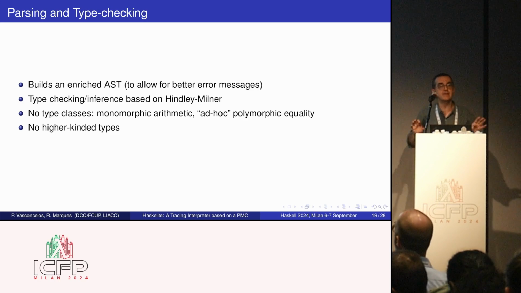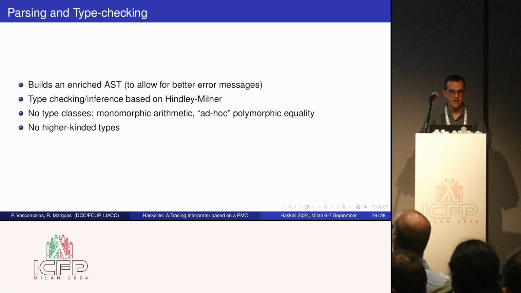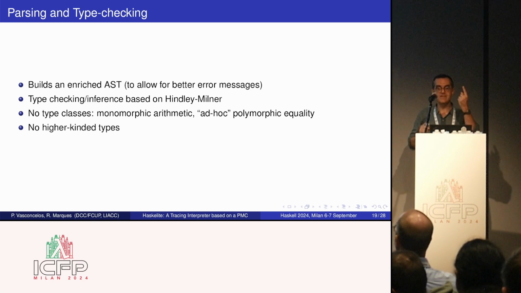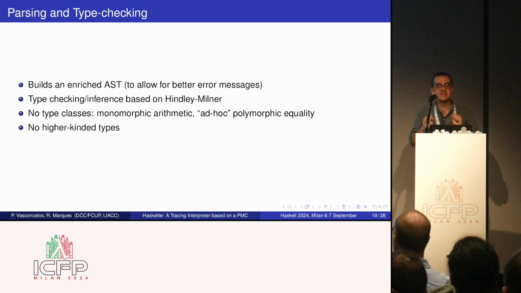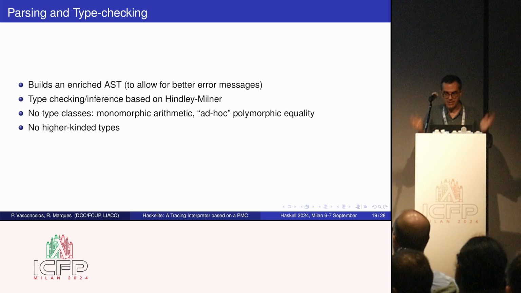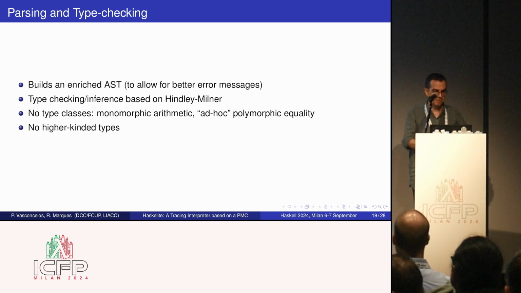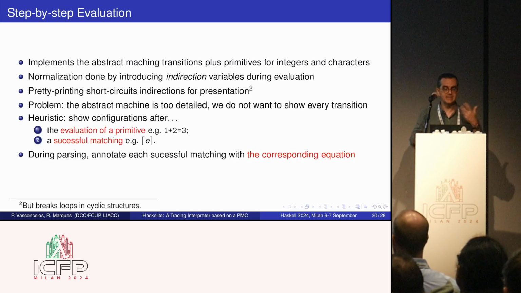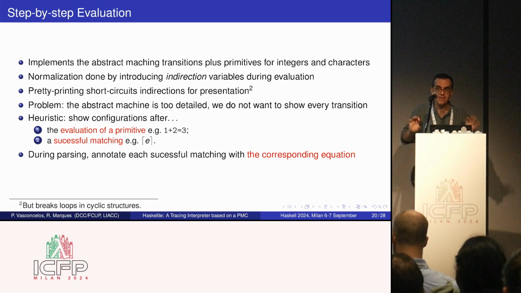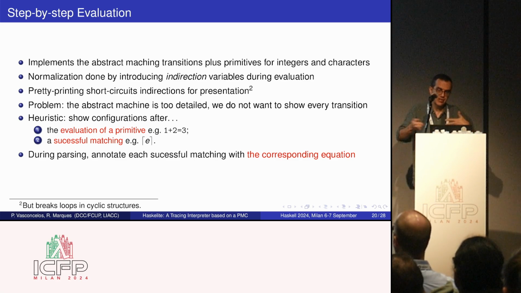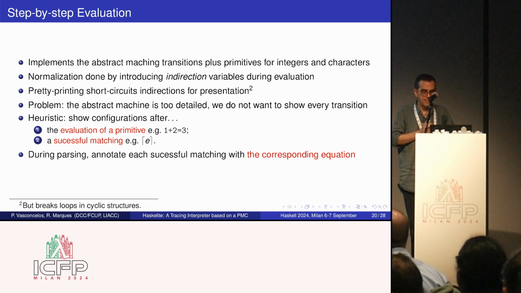Type checking and inference is very simple. It's just Hindley-Milner. There are no type classes. There's monomorphic arithmetic. There's only one num type, which is int. There is a polymorphic equality, but it's implemented ad hoc as structural equality inside the interpreter that may fail if you supply, say, a function to it. No higher kinded types, just simplify kind inference. And the step-by-step evaluation, how is it done? So, we implement the abstract machine transitions almost exactly how they are in the paper, but there are some primitives for integers and characters. Those are not particularly difficult.